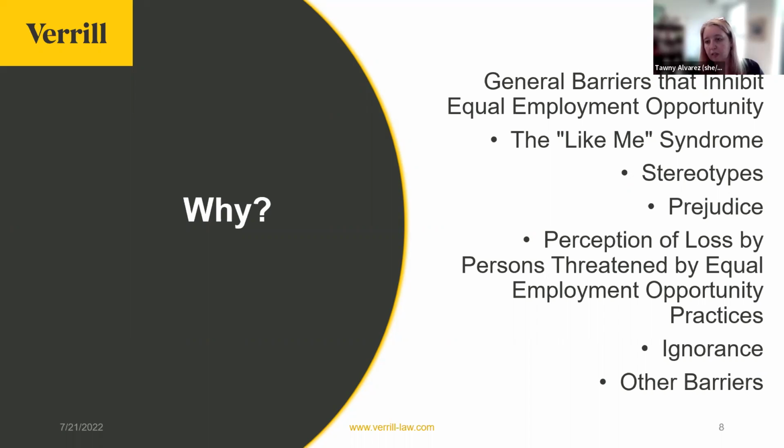Ignorance, in many ways, goes along with prejudice, but it is its own action. In some situations, people just don't know that you can't take certain aspects into effect when making a decision, or refer to individuals in protected classes in certain ways. There are also other barriers. Lack of education, I think, goes close with ignorance, stereotypes, and prejudice. So the more that you learn about these topics, the more those barriers will be broken down.